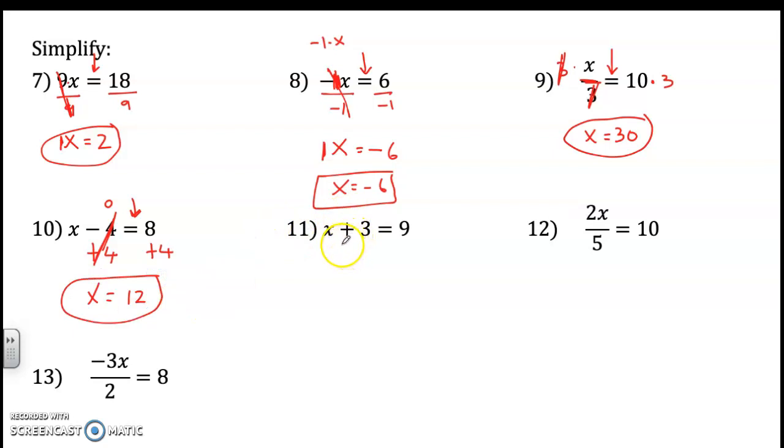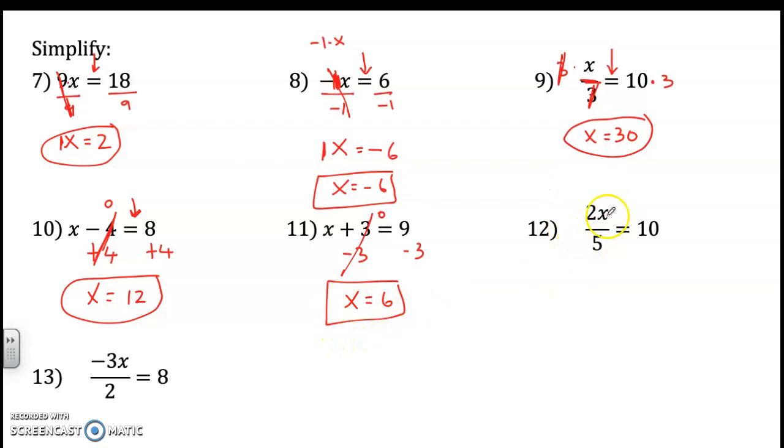Here is now adding, x plus 3. How can I cancel the plus 3? Remember, I got to cancel whatever's next to the x. Plus 3, opposite is subtraction. Whatever I do on one side, I do in the other side. 3 minus 3, 0. Bring down the x. 9 minus 3, 6.